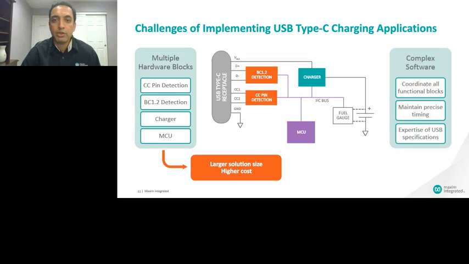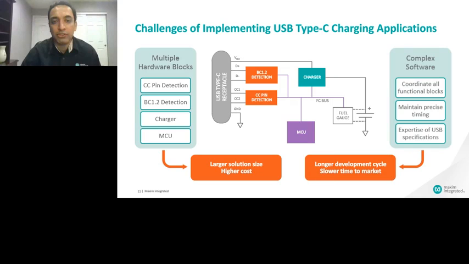On the software end, you need to have very precise firmware developed that coordinates the timing and operation of all of these different blocks, and also controls the charger and defines how the system should behave based on the different sources. So this does require a lot of expertise in the USB specification, which, let's face it, not everybody has, and there's a learning curve associated with it. That essentially results in a longer development, and it delays your time to market.